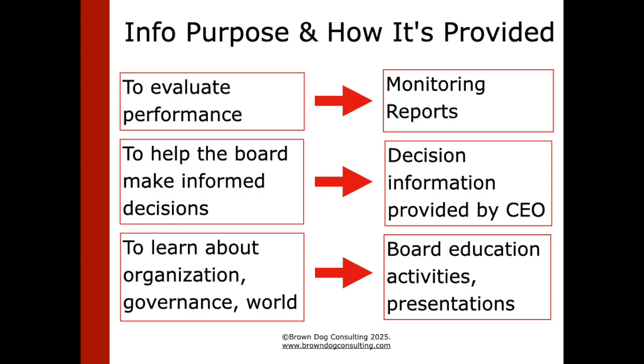Boards using policy governance also typically request decision information. That is, anything that will help the board know what it needs to know in order to make policy decisions. Ideally, the board has an information and support to the board policy, which specifies what types of information the board would like to receive either on a regular basis or when something happens.